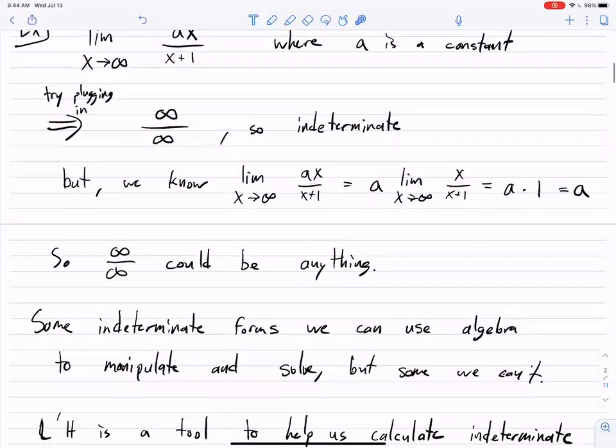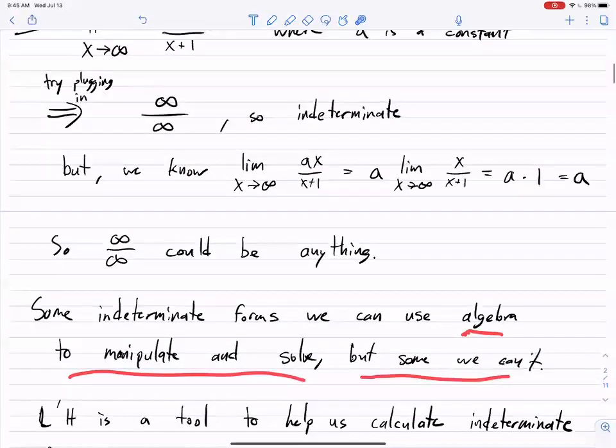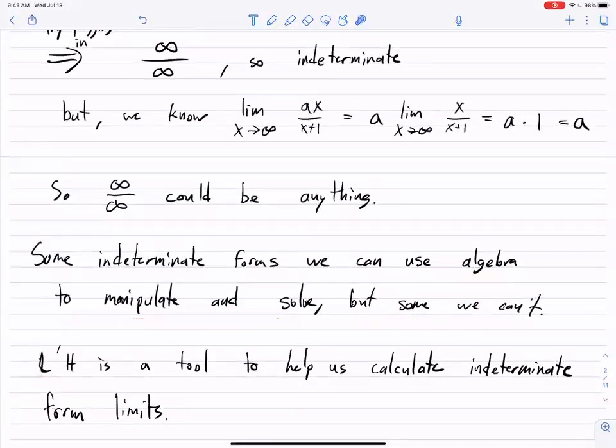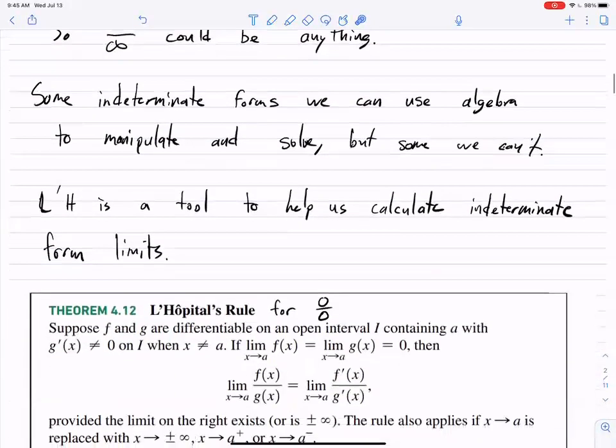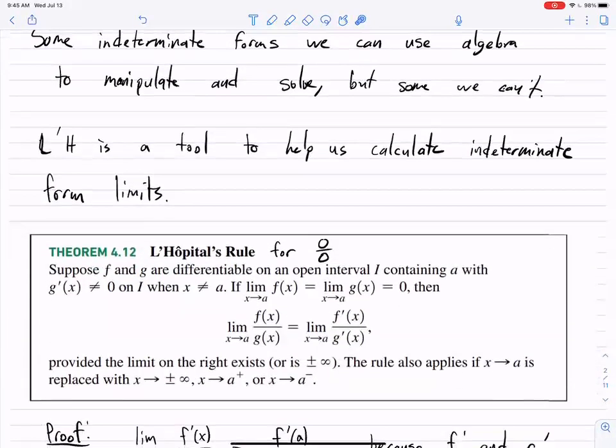And so indeterminate forms, we can use algebra to manipulate and solve, but some we can't, right? So L'Hopital's rule is a tool that helps us calculate indeterminate form limits where we don't have the ability to do algebra like this. And so here's the theorem. This is L'Hopital's rule technically for 0 over 0.